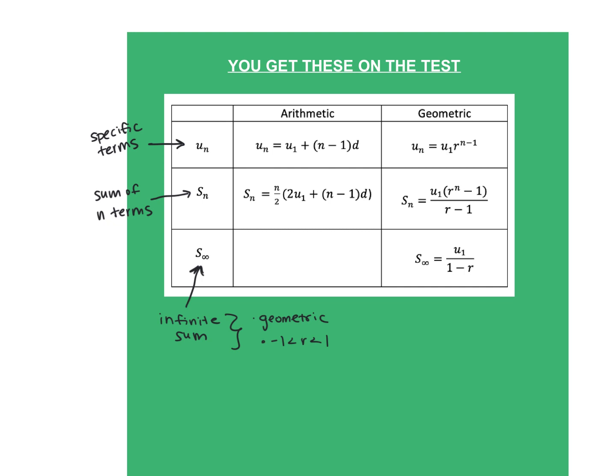All right, within these formulas, we also need to know what these letters represent. So you see in every single formula, u sub 1. That's the u with the subscript of 1. This is referring to the first term in that sequence or series. We also see n a lot. n refers to the number of terms that we have. So maybe it's the term number that we're looking for, or maybe it's how many terms we're adding up together.